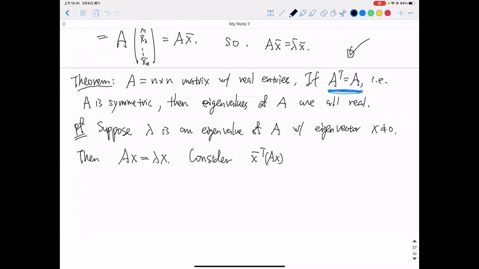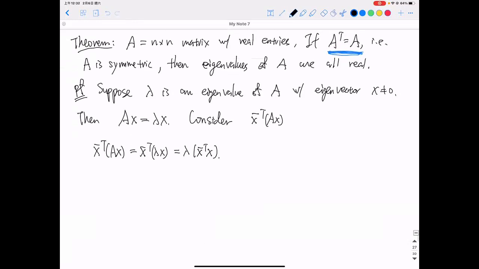Now what do we do with it? x bar transpose times Ax. Well, Ax is lambda x, so this is just x bar transpose times lambda x. So it's lambda times x bar transpose x.